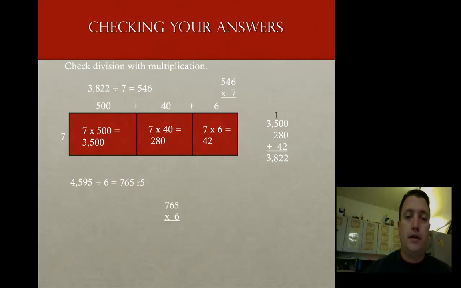I can do the same thing here. It's a little bit different when we have a remainder like that, and I'm going to do this with the standard method. If you look right here, this remainder 5 is not a factor right now. What we do is multiply 765 times 6 first. When we multiply that out, we get 4,590. Now we add our remainder to the answer we come up with, and that's going to give us 4,595, just like we had in the other problem. So both of those answers are correct. That's an easy way to check. It doesn't take very long.